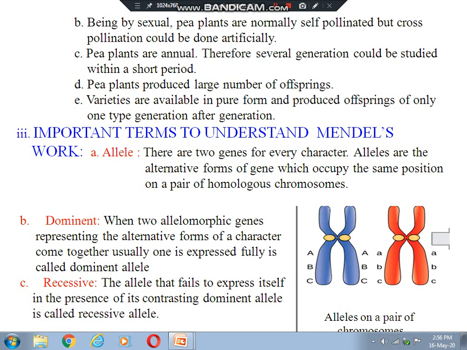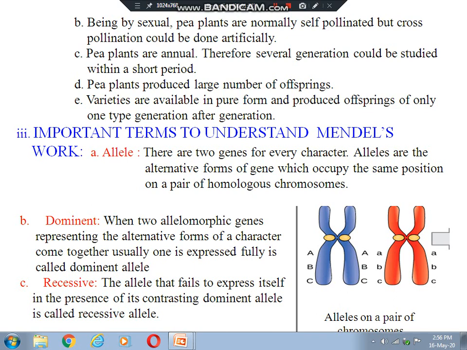In the next point, the definition of alleles is given. I am clarifying in the next point what is allele. Then 3 number point, important terms to understand Mendel's work. There are some important terms which are very closely related with Mendel's work, like allele, dominant, recessive, genotype, phenotype, homozygous, heterozygous, all these. Some are given here.